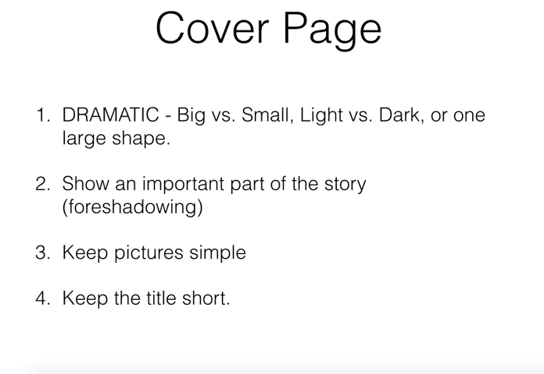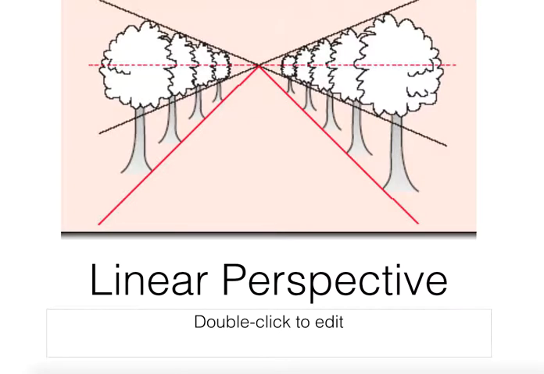Now, earlier we talked about linear perspective. Here is an image that showcases linear perspective very well. It's a pretty simple concept. Basically, there is a vanishing point. So if we look at this image here, the red lines converge onto one specific point. Now, the trees in the foreground, or in front of us, are larger than the trees further back in the image. So this is again an example of linear perspective.